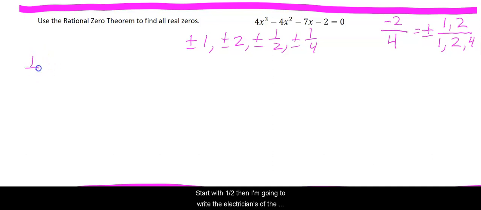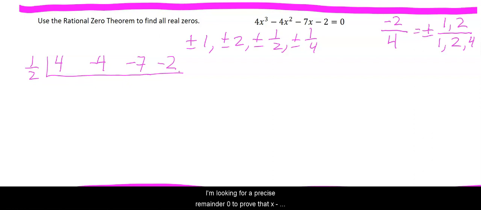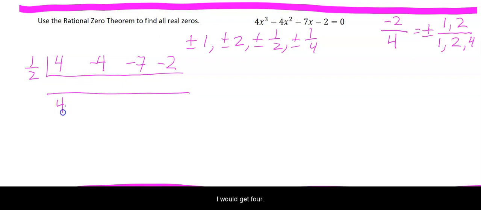If we start with 1/2, then I'm going to write the coefficients of the original polynomial in descending order by the power on the variable. 4, -4, -7, -2. I'm looking for a precise remainder of 0 to prove that x minus 1/2 is a factor, giving a solution of x equal 1/2. To complete the synthetic, I would get 4. Half of 4 is 2. Adding down, I get -2.